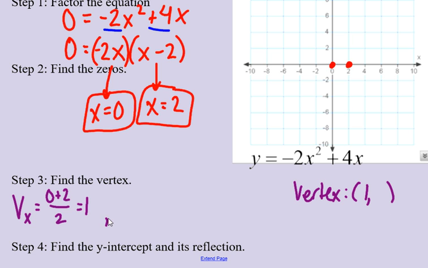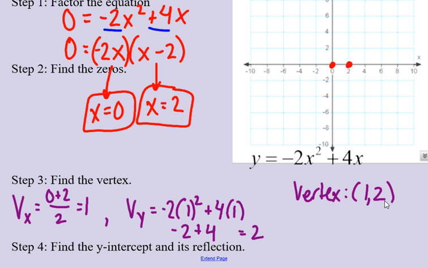To get the y-coordinate, you put 1 in for x in your equation. So -2 times 1 squared plus 4 times 1. That is going to be what, -2 plus 4, so that'd be 2. So your vertex is going to be at (1, 2), right there.